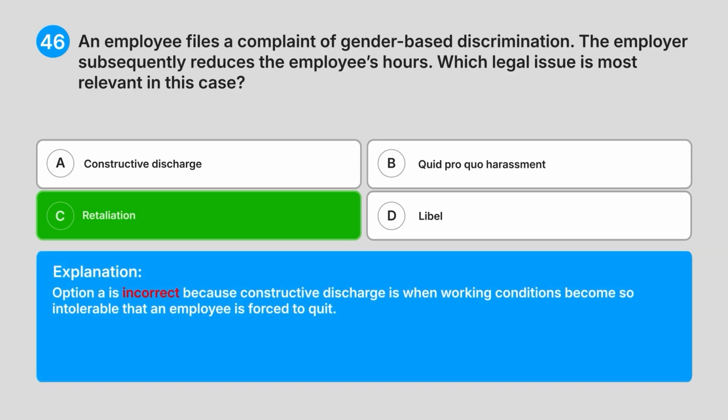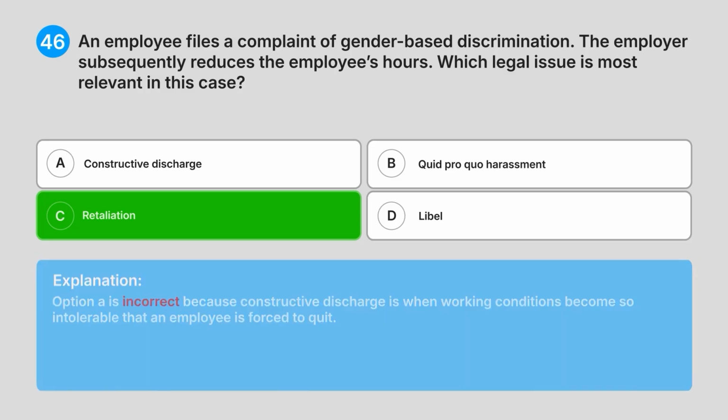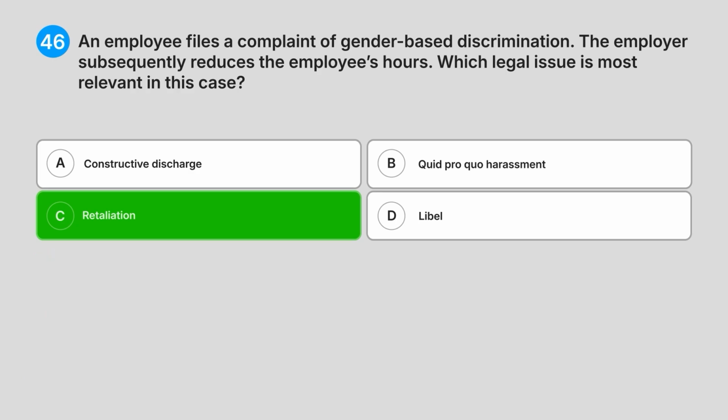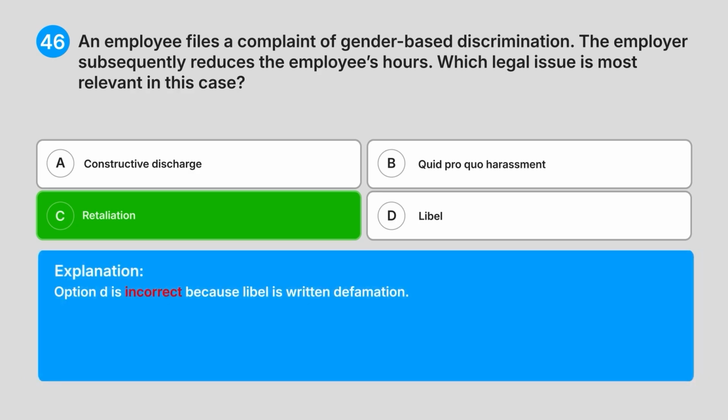Option A is incorrect because constructive discharge is when working conditions become so intolerable that an employee is forced to quit. Option B is incorrect because quid pro quo harassment is a situation where something is given or taken in exchange for sexual favours. Option D is incorrect because libel is written defamation.